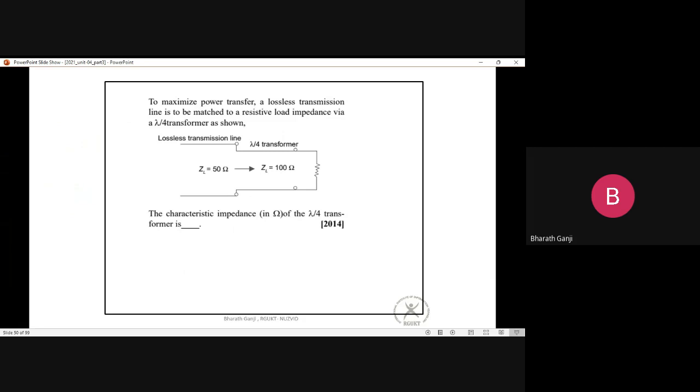So I think this one you can solve. To maximize the power transfer, a lossless transmission line is matched to a resistive load via a lambda by 4 line. So the characteristic impedance of the lambda by 4 line is what, they are asking. Of course, don't assume it based on how it is drawn here. This load is 100 ohms, and they want to match it to a 50 ohm line and they took a lambda by 4 line. If it is a lambda by 4 line, what is its characteristic impedance, they are asking.